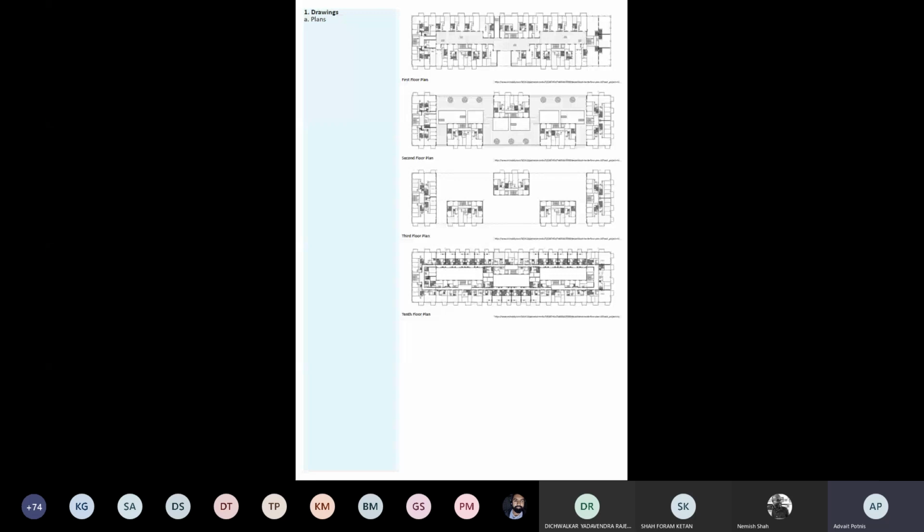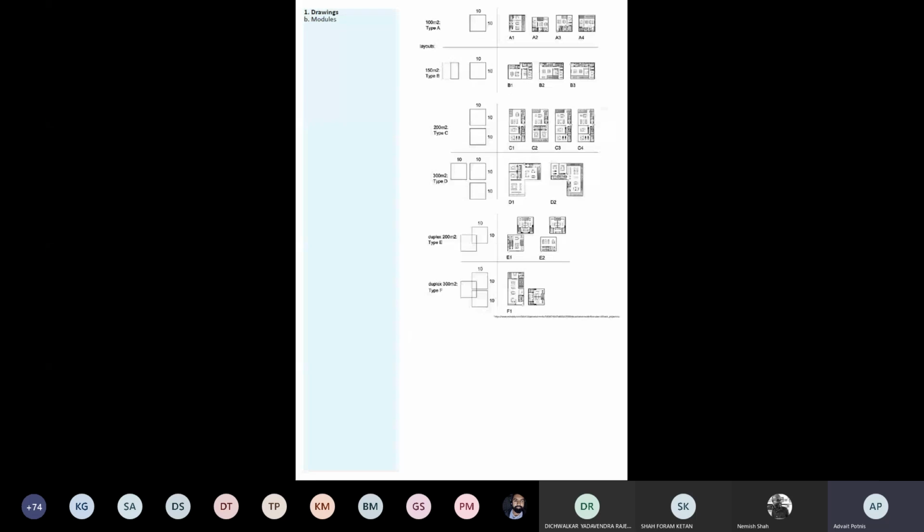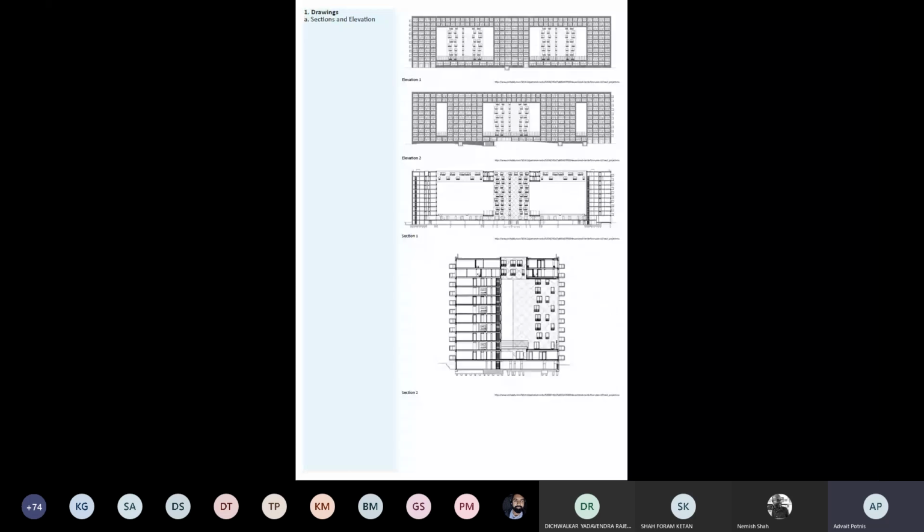Now we have 4 parts for every project. The first part is drawings. If you see on the top, it is written drawings. Under drawings we have all the plans. This is a housing project, so we are looking at what is the base module, the smallest component, maybe one apartment or one room. So there is an overall plan, then a module, and then sections and elevations. That comprises the drawing section.